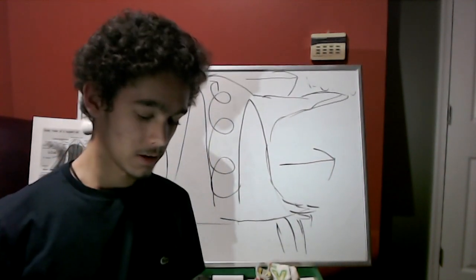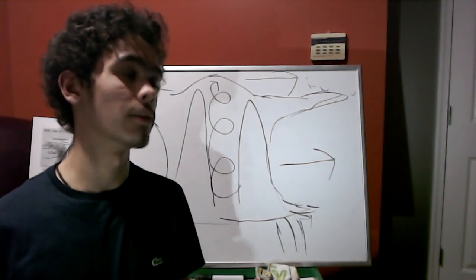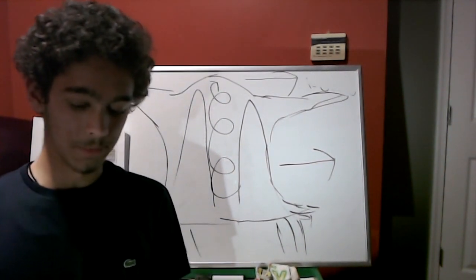So first, I'm going to read out what's going to happen when this tornado is forming, and then we're going to break it down on the whiteboard. So all tornadoes are going to come from a thunderstorm.